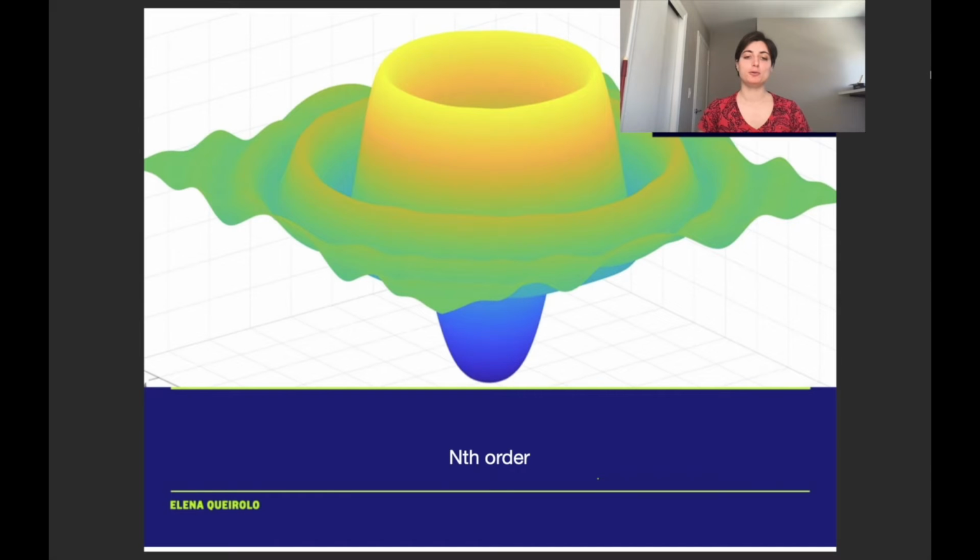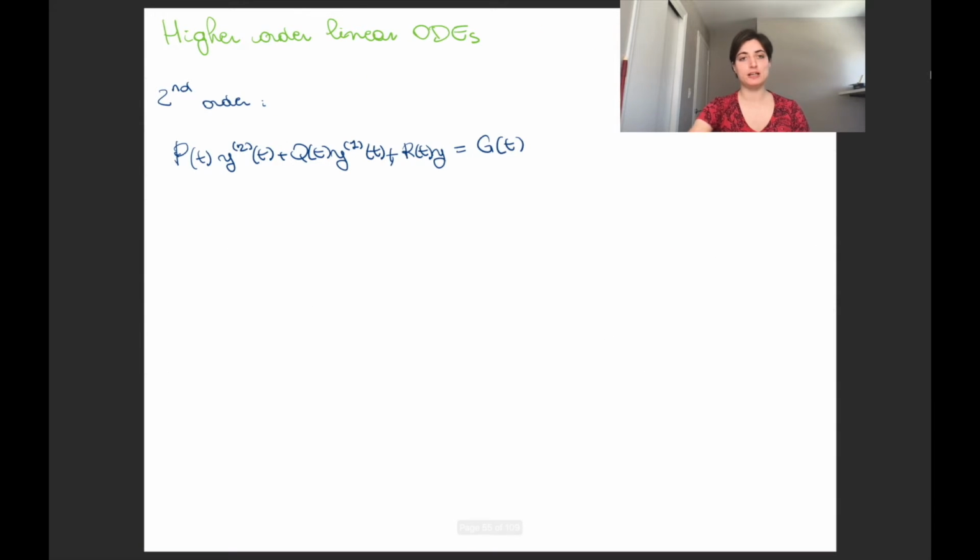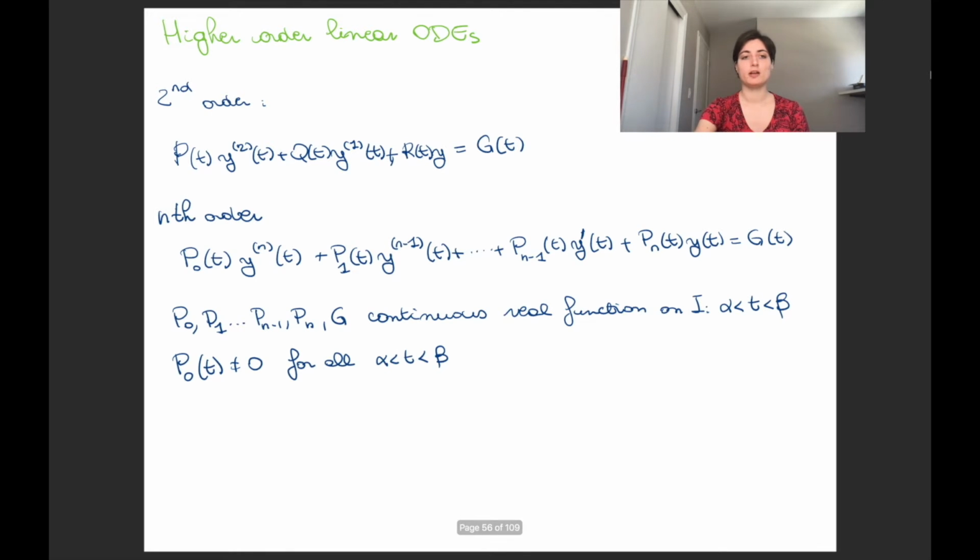Let's look into nth order ODEs. Let's look at nth order linear ODEs. So for second order, we had the format p times the second derivative of y plus q times the first derivative of y plus r y equals the non-homogeneous term. For order n, the structure is very similar, except we have more terms.